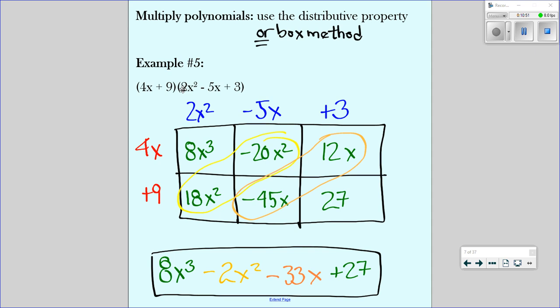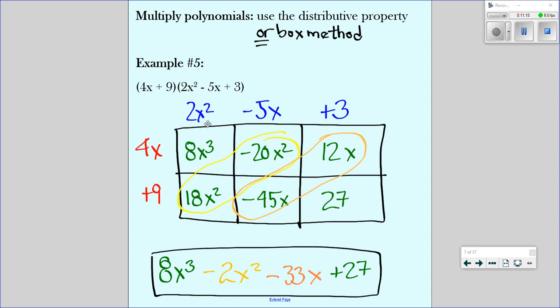Numbers, signs, things would just get all messed up. You might make a mistake. I prefer to use the box method because everything is all in order. You have the sign with the term. Everything is all neatly in its place. So it makes it easier to see what you need to multiply, and if there's a sign that you need to bring into the answer, and see what you need to combine.